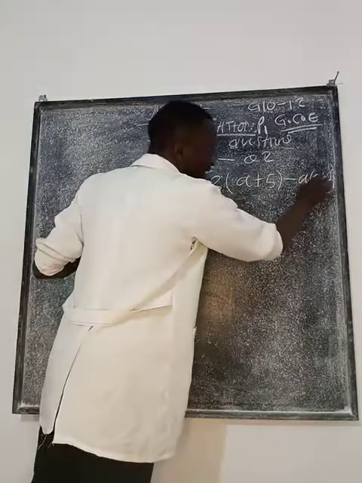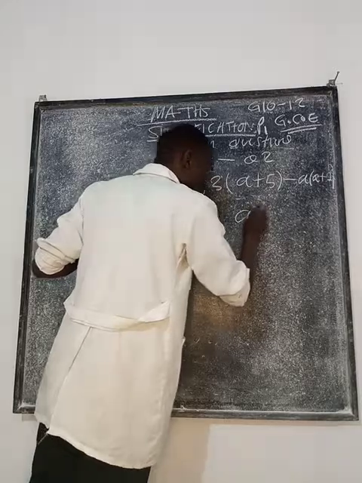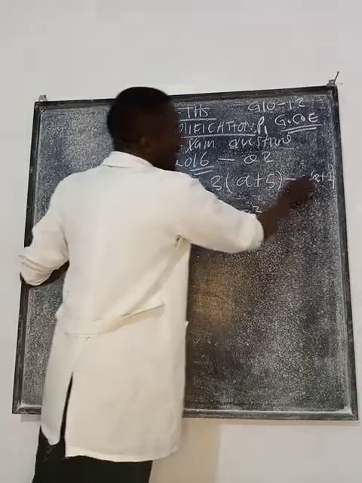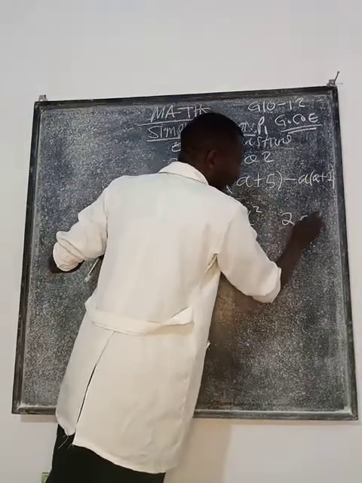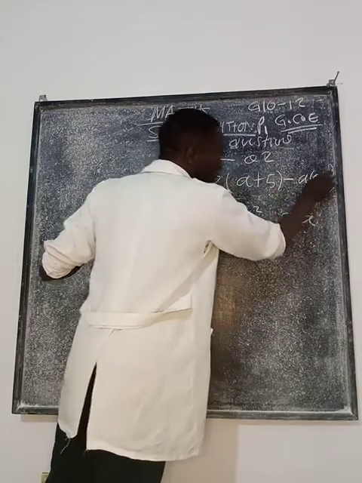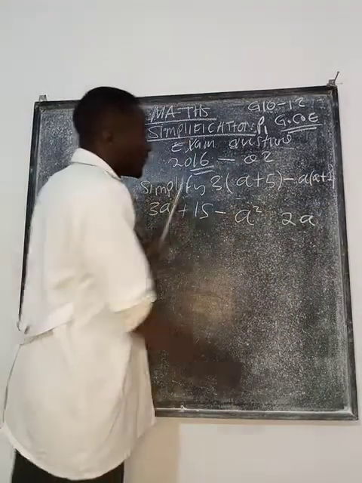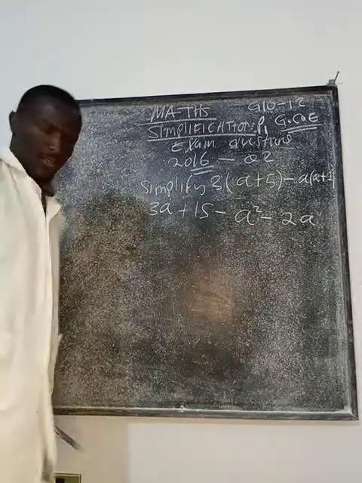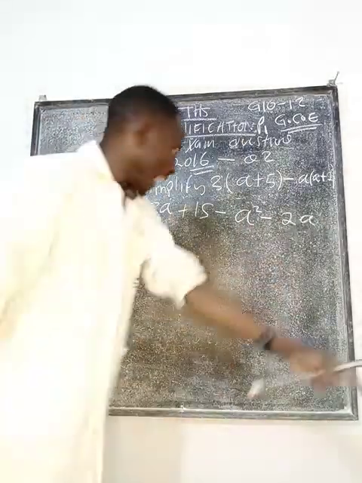Then a times a to give us a squared. We are multiplying, we put a minus. A times 2 to give us 2a. Then multiply negative times positive, or just say negative positive, it will give you negative. Minus times minus is plus.